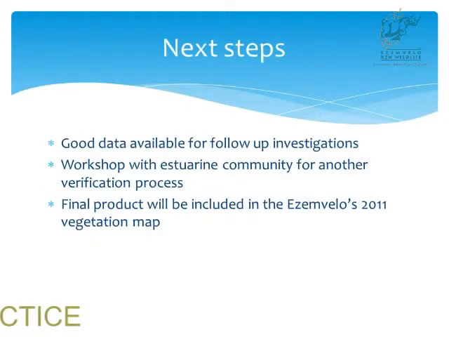So the next steps are that we have good baseline data that will be available for follow-up investigation. Also, we have not finished ground truthing these estuaries, so there are 70 more that still need to be ground truthed, including the restricted sites. And after that, we're hoping for a workshop in January with the estuarine communities for another verification process. And the final product will be included in Ezemvelo's 2011 vegetation map.